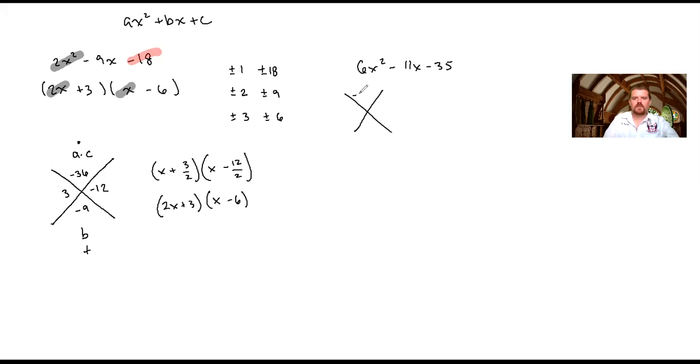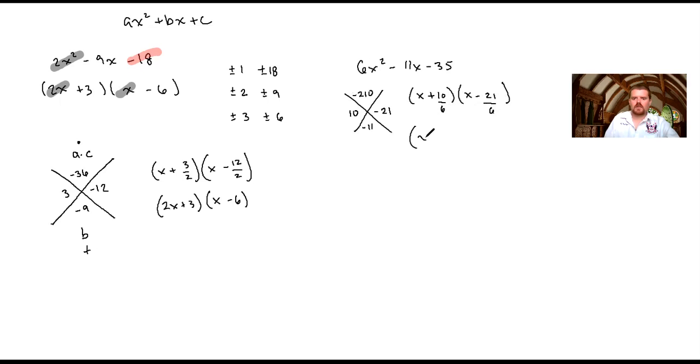6 times negative 35 gives me negative 210. B is negative 11. So I'm looking for the numbers that multiply to get negative 210 and add up to negative 11. After a little bit of arithmetic, we end up with 10 and negative 21. So factored, you can write this as x plus 10 times x minus 21. And then remember, we have to divide by our a term on both.